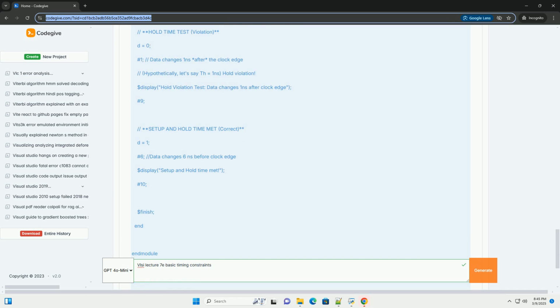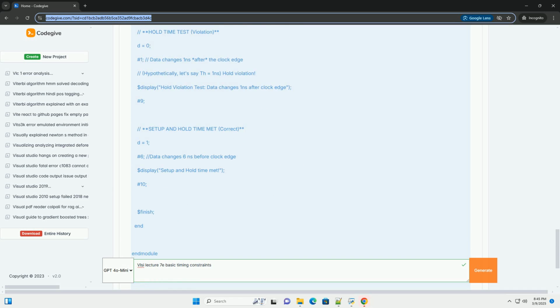Mathematical representation: Arrival time of data at flip-flop input plus setup time equals arrival time of clock edge at flip-flop clock input. Or T_data_arrival + T_su = T_clock_arrival. Visual representation.